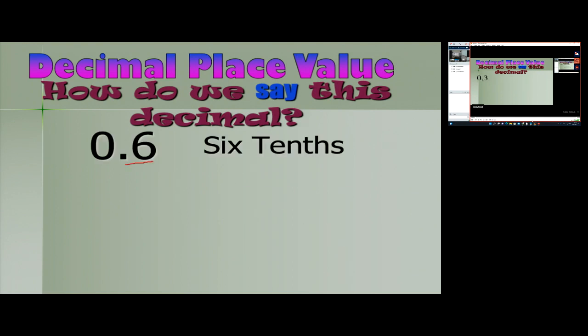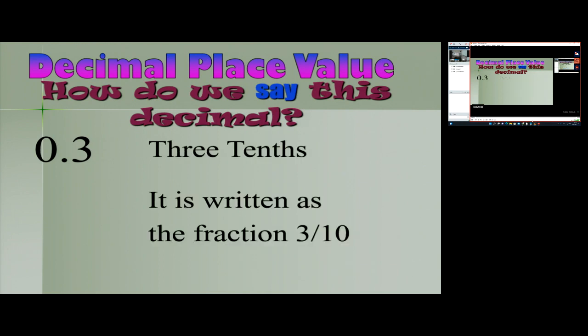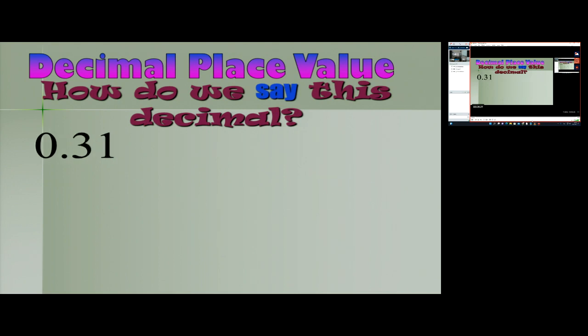Remember, again, on the right side of the decimal point is tenths. The next is hundredths. So you just need to know the positioning of the given number. Next. That is 52 hundredths. Okay. Next. This one. What is that? Okay, very good. That is 31 hundredths.